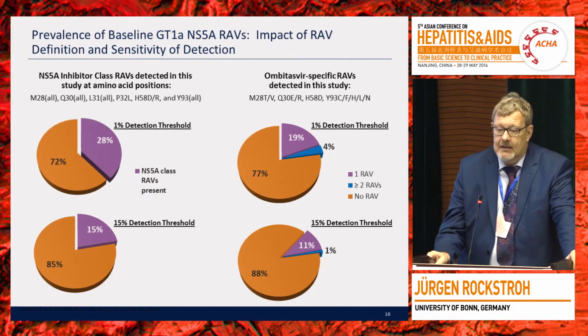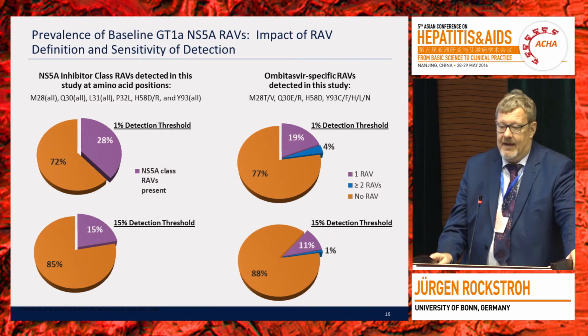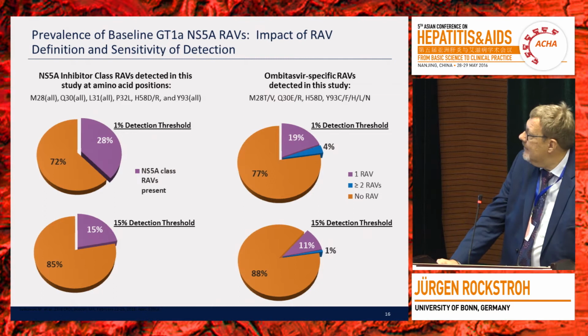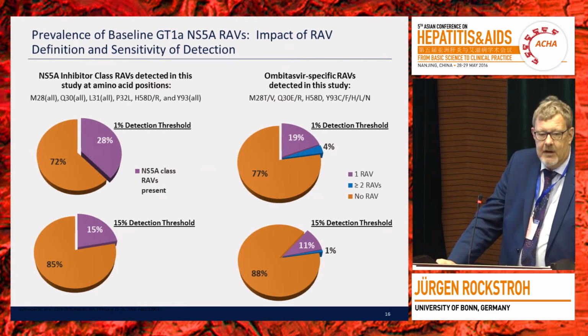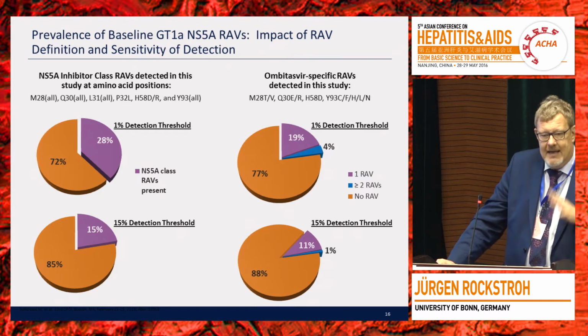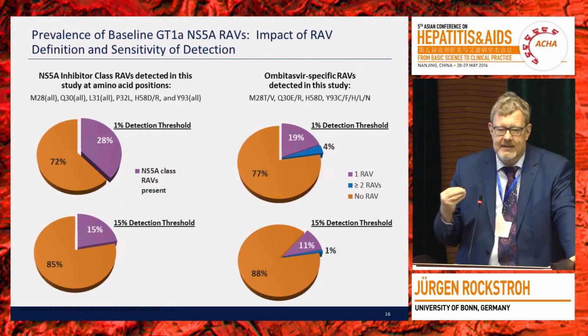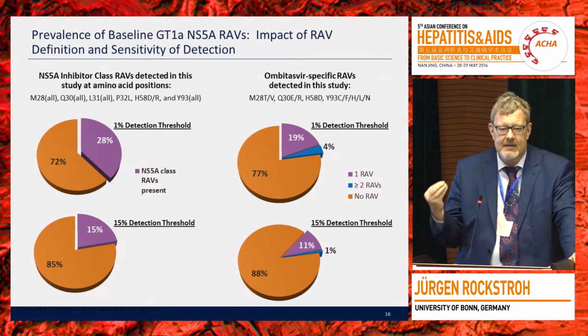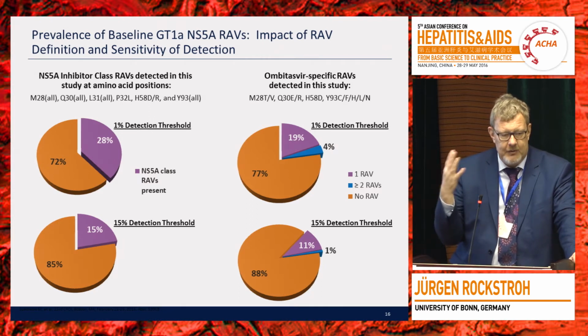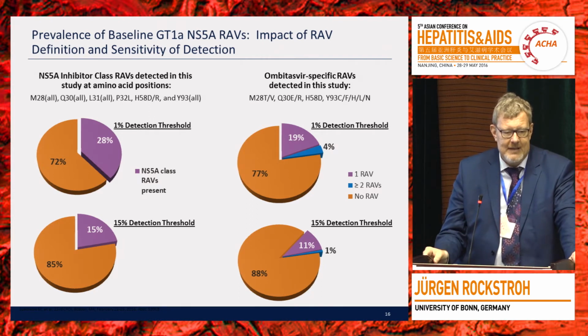Now, this is looking at the prevalence of baseline genotype 1 NS5A RAVs from studies with the ABT 3D regimen. And I just chose that arbitrarily. It could have been any other regimen. I think the important thing is if you start talking about resistance, you have to understand that companies have been using different assays to determine resistance and different cutoffs. And that's very important because there's obviously also commercial interest in the way they show their data, right?